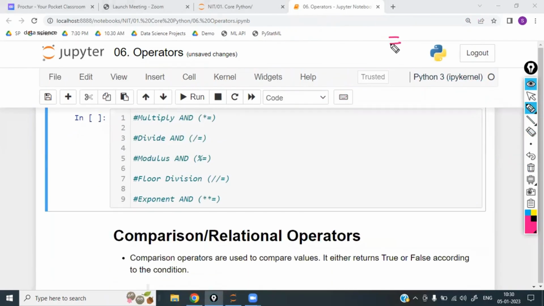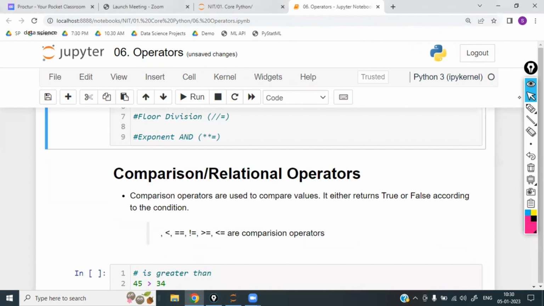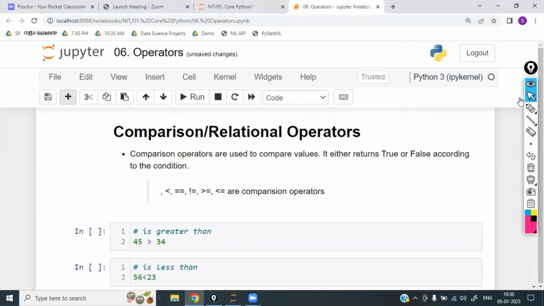Is equal to is the main one. Is equal to is called the assignment operator. This is the main one. Only is equal to is called the assignment operator. Right? Is that clear? So the next one is called comparison or relational operators, which we are going to discuss in tomorrow's class.